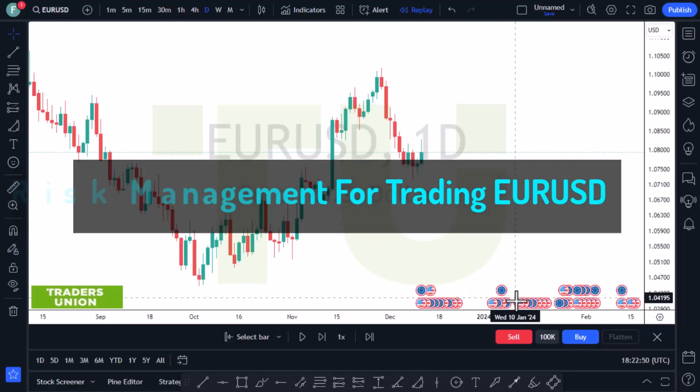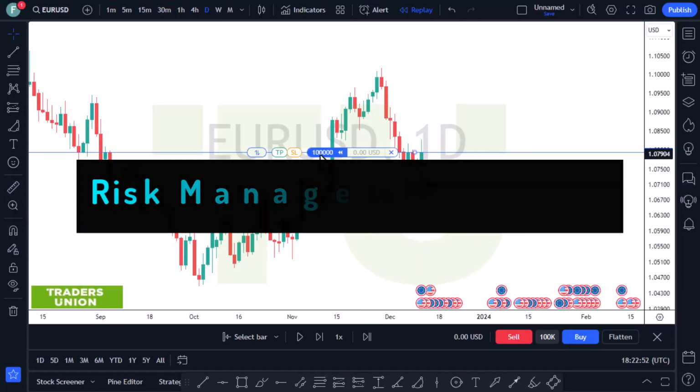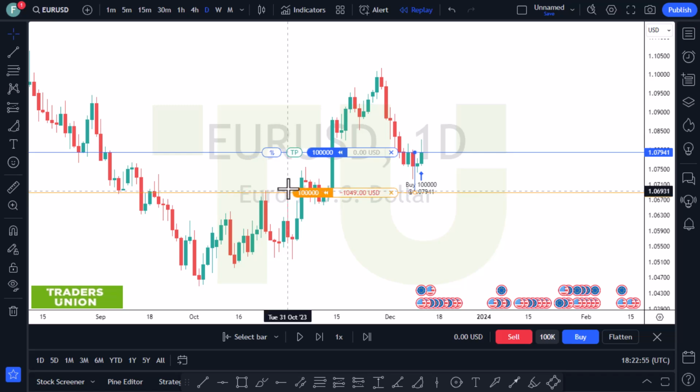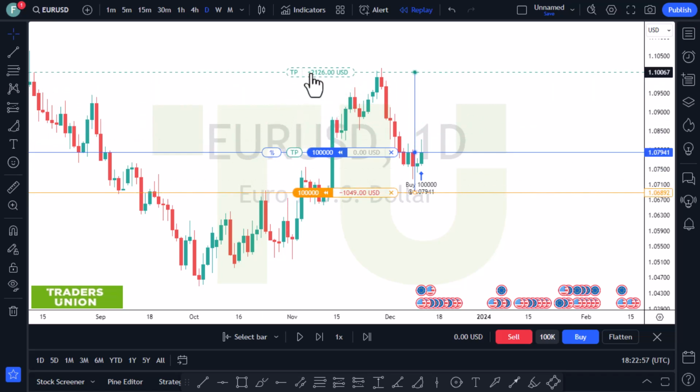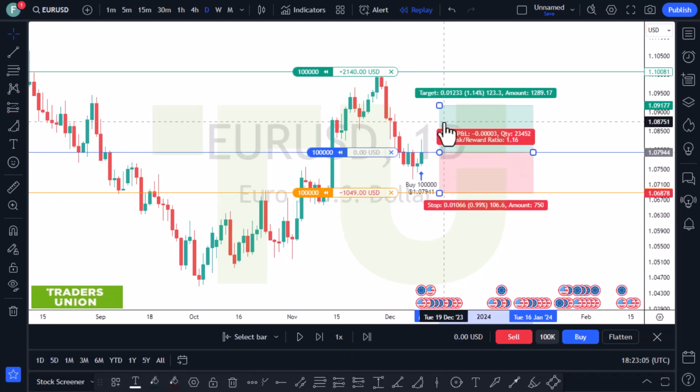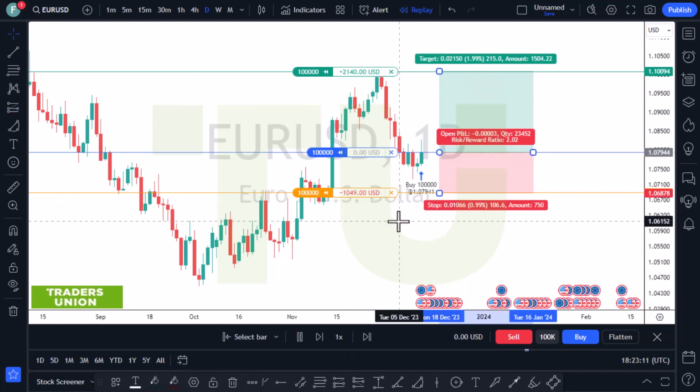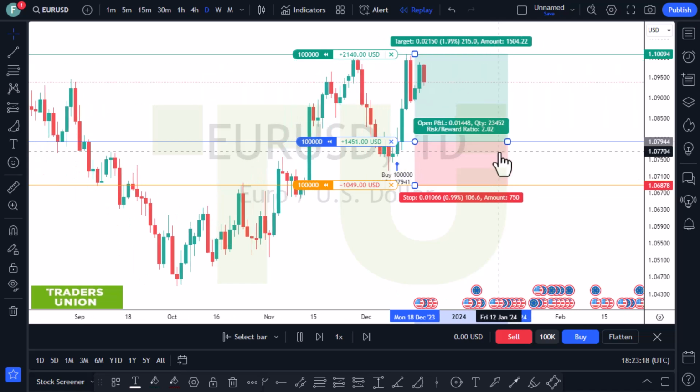Risk management is essential when trading EURO-USD. You can mitigate risk by setting appropriate stop-loss levels and position sizes, diversifying your portfolio by trading multiple currency pairs, using leverage cautiously, and sticking to a well-developed trading plan.